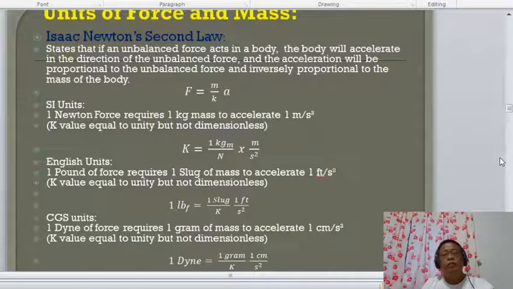So, in order to produce a force of 1 dyne, it is required to move or to accelerate 1 gram of mass to 1 centimeter per second square. So, if you accelerate 1 gram of mass to 1 centimeter per second square, the unbalanced force acting on that particular body is, of course, 1 dyne of force.